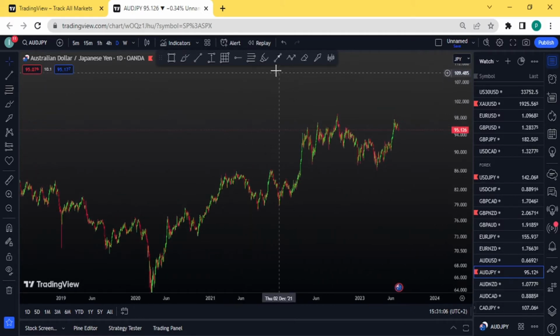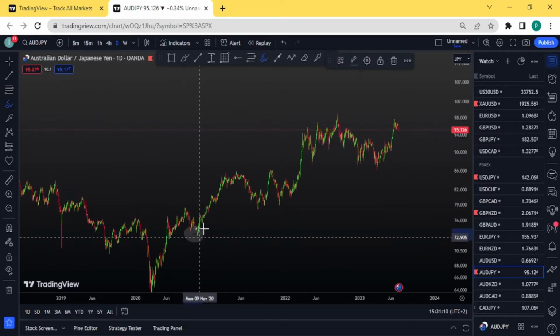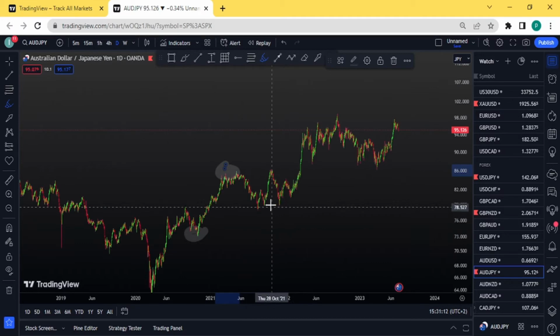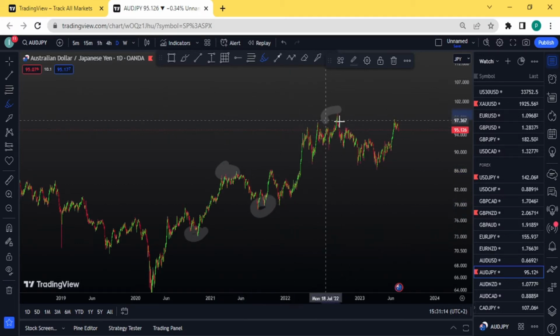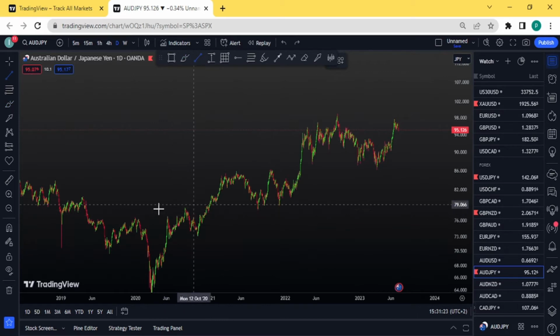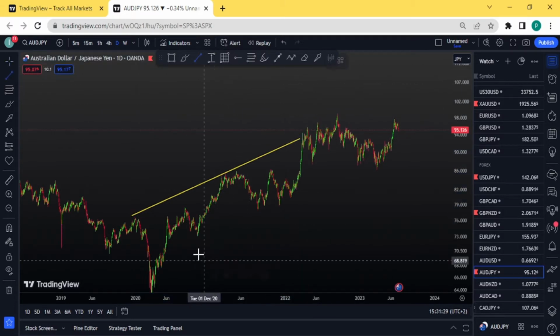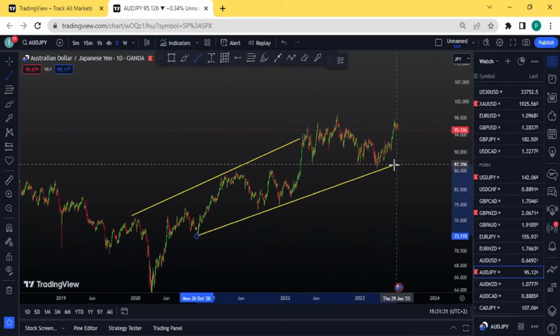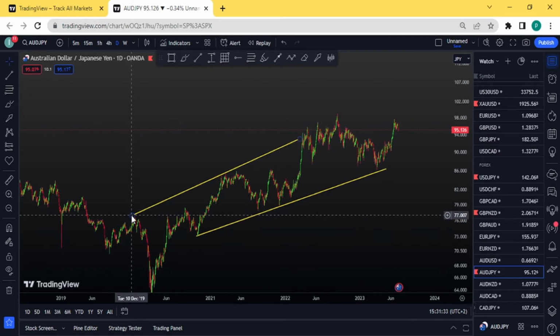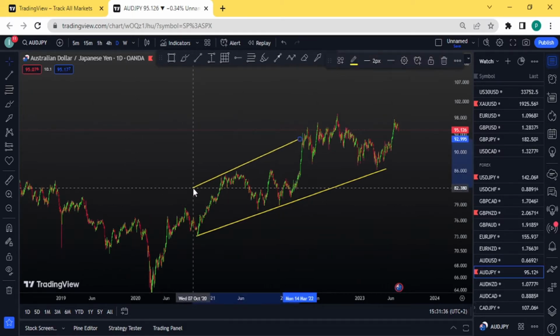On a daily time frame, what we can see on AUDJPY is that first thing first, we have to identify our highs and lows. So I can see here are my highs and here are my lows. So I have identified highs and lows. Since I understand where the highs and lows are, I will take my trend line and connect those highs and lows. Here I'm taking my trend line, connecting these highs and lows. So I have to adjust here.